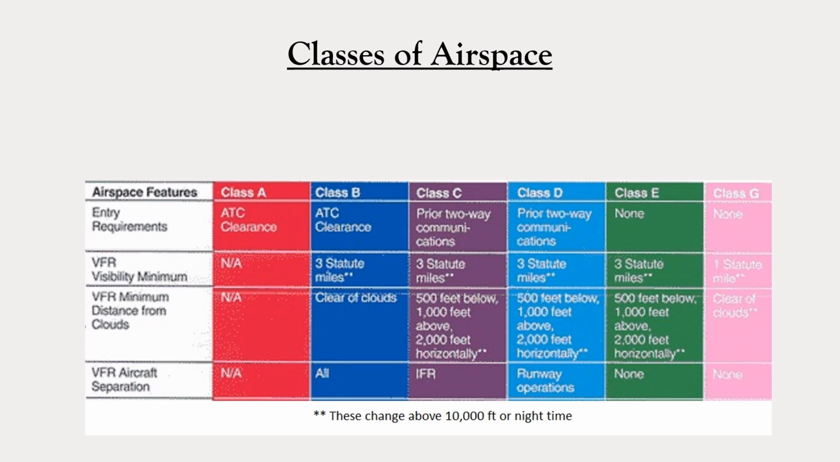There are 5 different classes of airspace in the US system. We skip class F, which exists in other countries but not in the US. Each different class has somewhat different rules, and I will go through them later in this presentation. You don't need to memorize everything on this chart here, but it's just a summary of the rules.